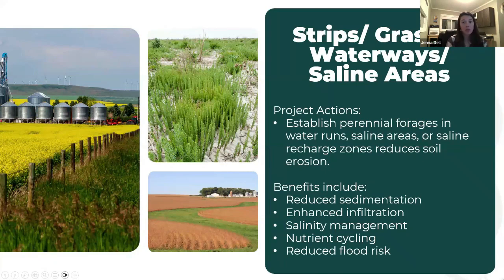This next one, the strips, grass waterways, and saline areas, is really similar to converting those annual crop acres to perennial forage, but this is more focused on those marginal areas, like the water runs or areas that don't typically grow annual crop very well. So instead of seeding a whole field, it would just be specific areas that are quite marginal and don't do as well. And again, similar benefits for that one: reduced sedimentation, enhanced infiltration, salinity management, nutrient cycling, and reduced flood risk.